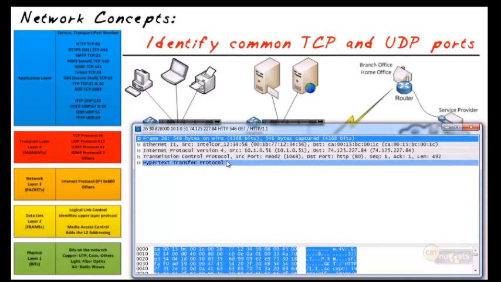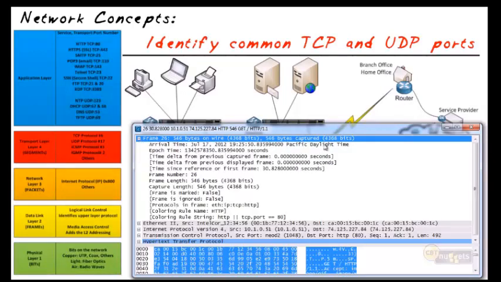So here we have a protocol analysis of some traffic that went out, and I'd like to go ahead and look at this from the ground up. So at layer 1, it captured 4,368 bits, which equals 546 bytes.